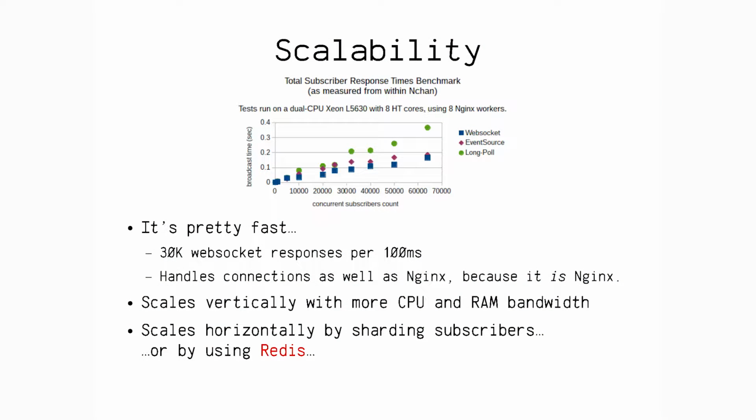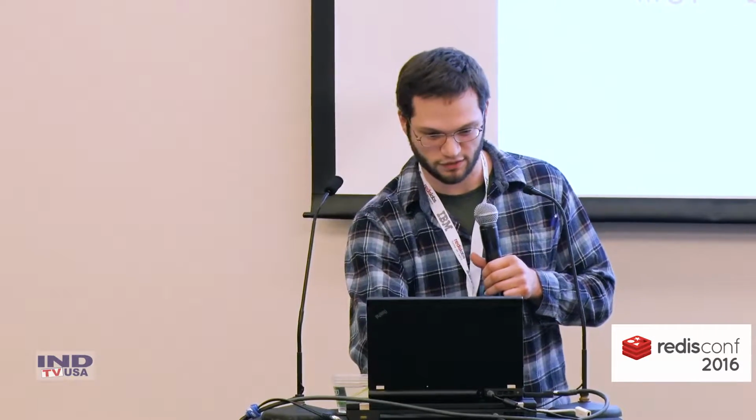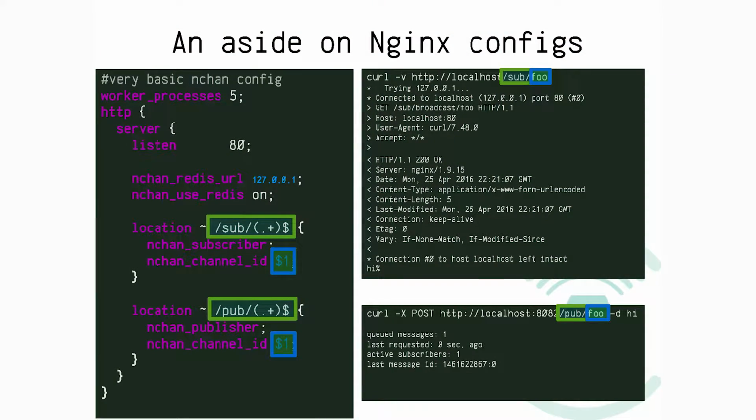Scalability: it scales pretty well. It is part of Nginx, so it handles open connections just as well as Nginx does, which is really well. Just in my benchmarks, you can get 30,000 WebSocket responses in about a tenth of a second, and that's on 5-year-old hardware. It can be scaled up basically with better hardware vertically. If you want to scale it horizontally, you'd have to come up with some kind of sharding scheme if you want to scale it past one Nginx instance, or you can just use several Nginx servers and connect them to Redis.